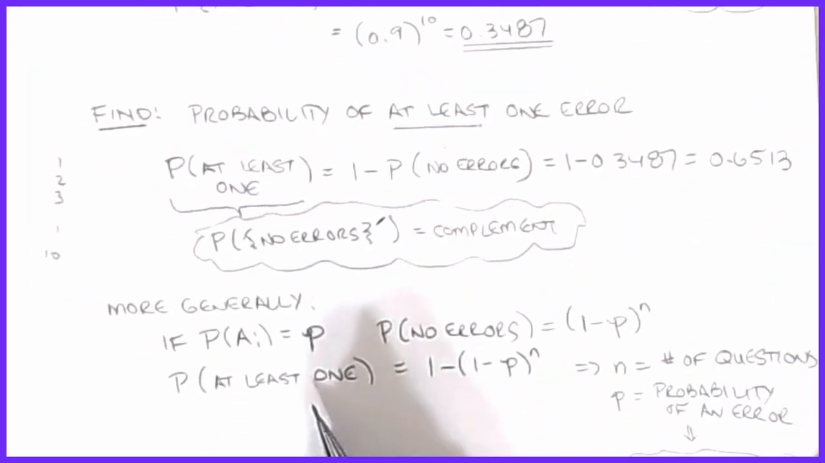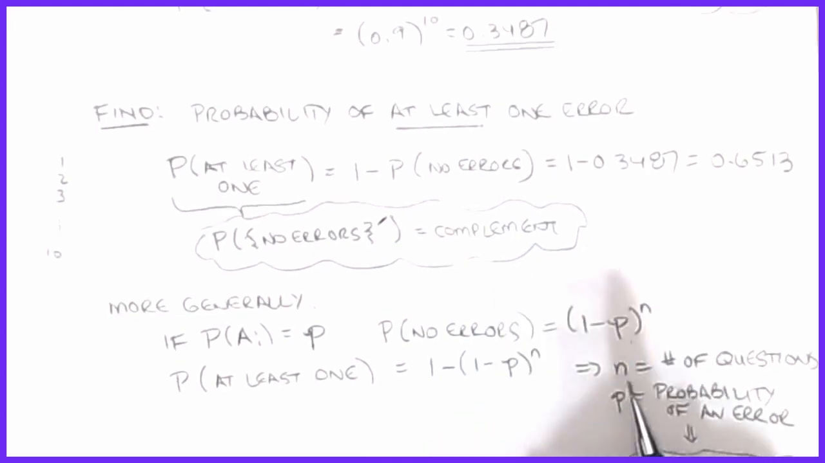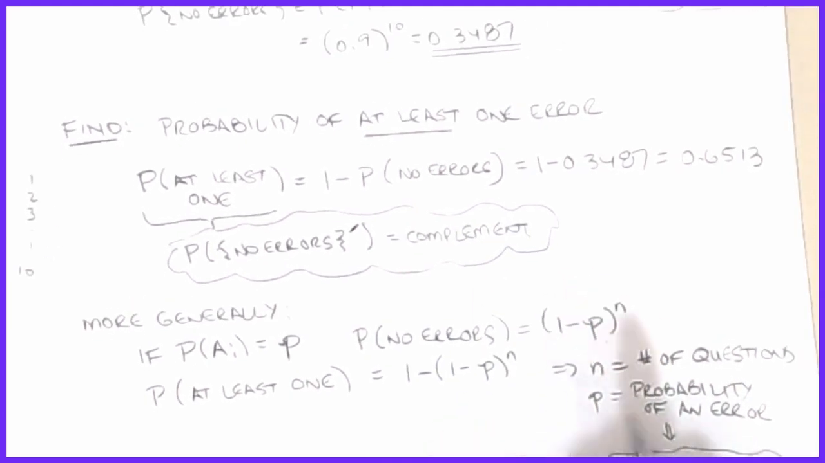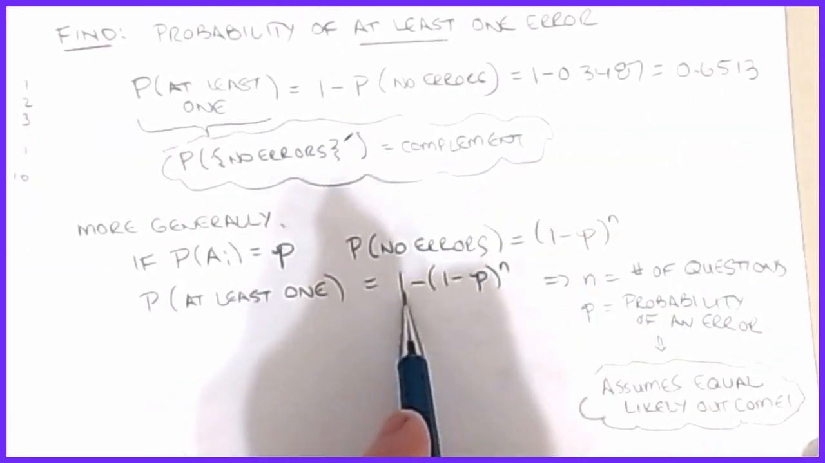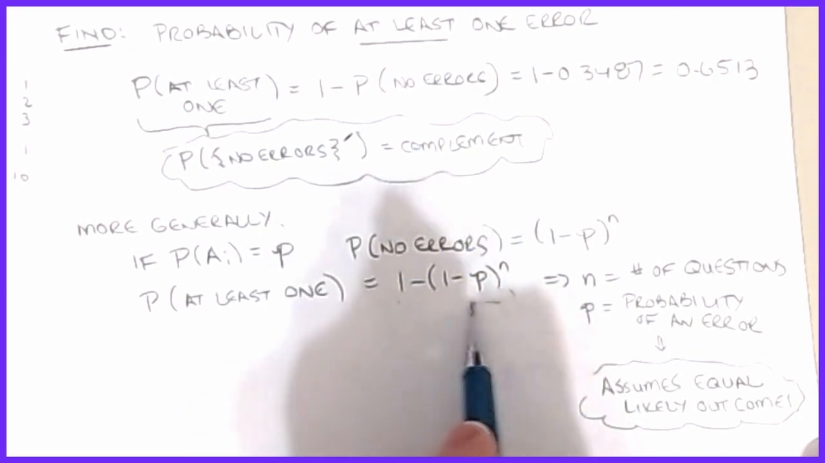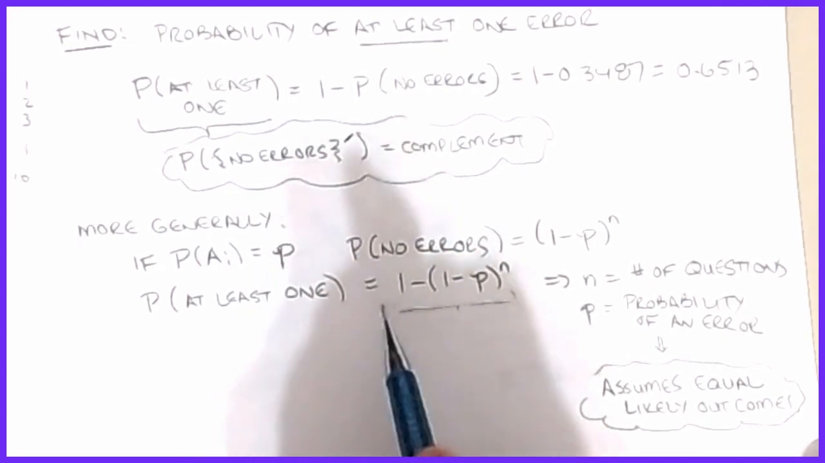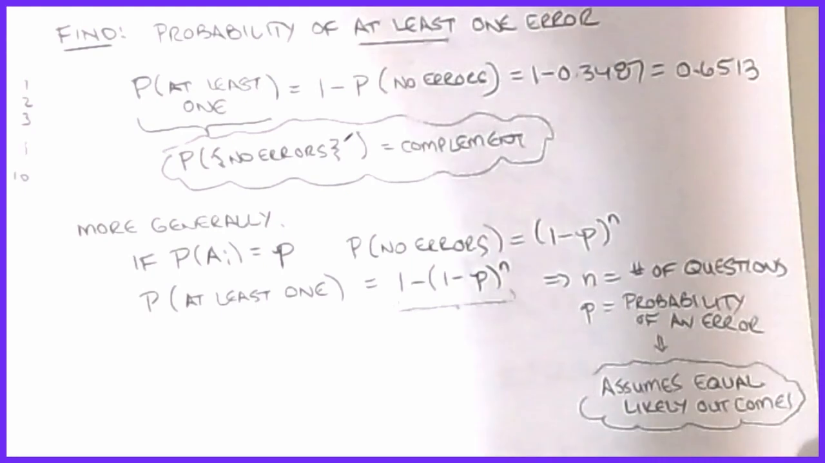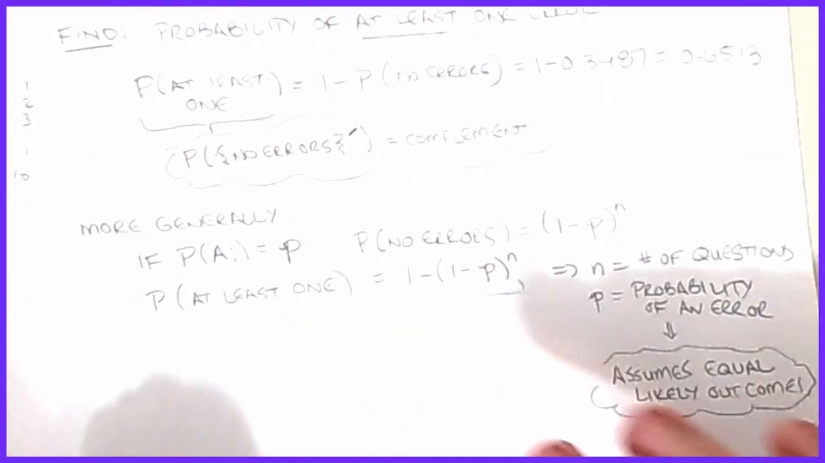The probability of at least one, which was the second part of that problem that we just showed you, is going to be 1 minus (1 minus P) raised to the n. Again, n is the number of questions and P is the probability of an error, and we're assuming equally likely outcomes for all of them, right? But that now becomes a very powerful approach, and in fact, this methodology is going to be crucial when we start talking about random variables and probability distributions, and this will become the start of an expansion into our binomial theorem. So it's kind of a cool approach.